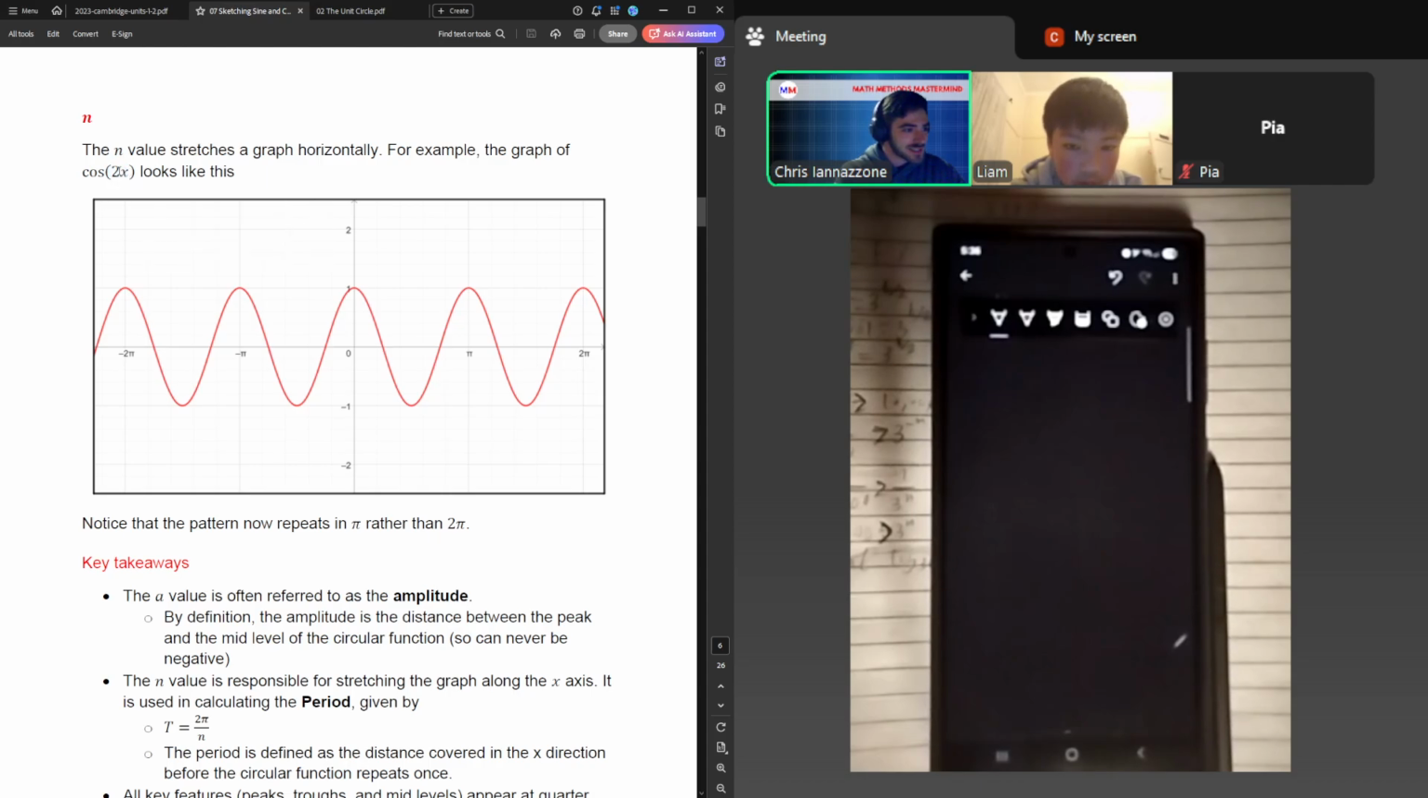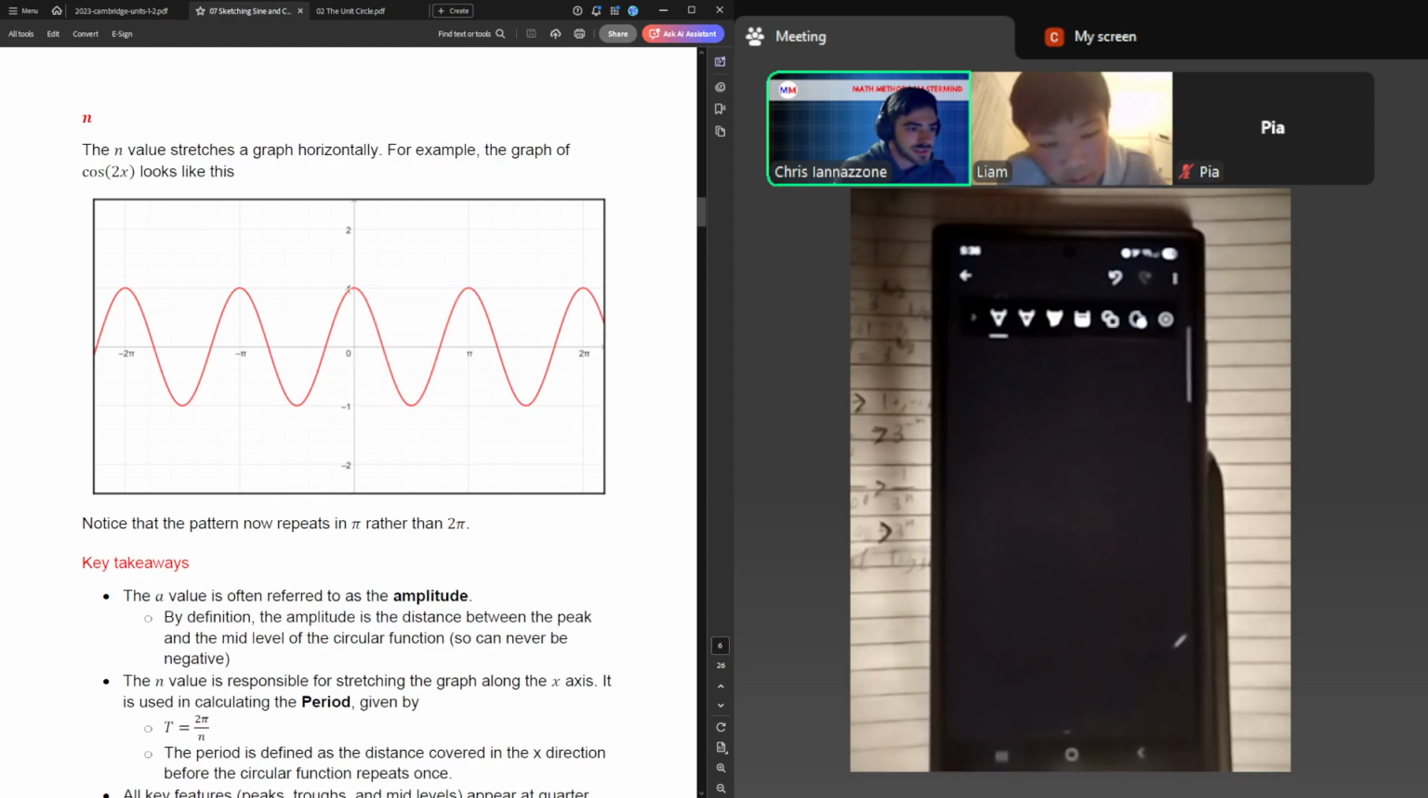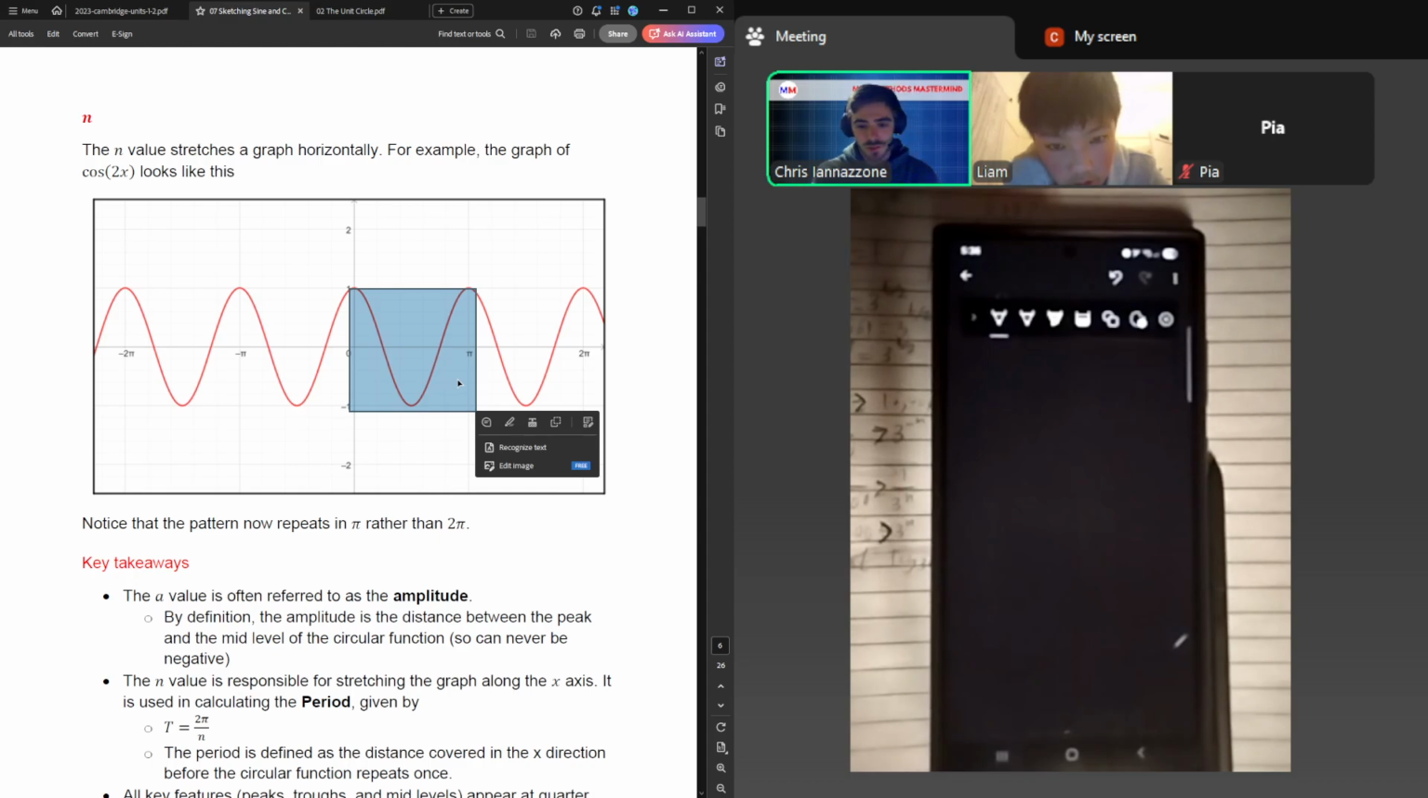Next is the dilation factor that impacts the x value. This is usually given the letter n, and it's going to stretch it horizontally, or effectively halve the period in this case. You can now see it repeats from 0 to pi, rather than previously it was 0 to 2 pi.